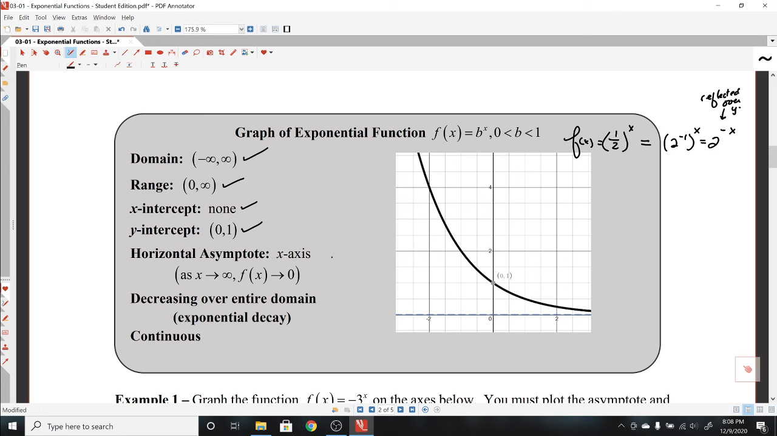Now, instead of as x approaches negative infinity, the function approaches 0, now it's as x approaches positive infinity, the function gets closer to 0. So it's still the x-axis or the line y equals 0 that is going to be the horizontal asymptote. This function's decreasing. It's called exponential decay, and it's continuous. So in the next videos, we're going to go ahead and take a look at some of these examples.